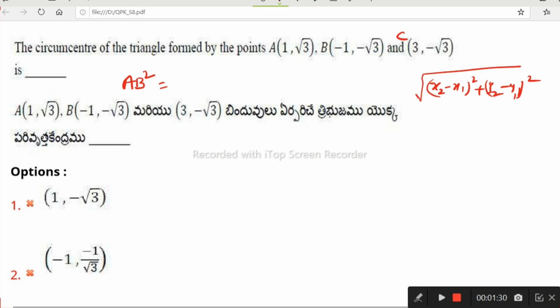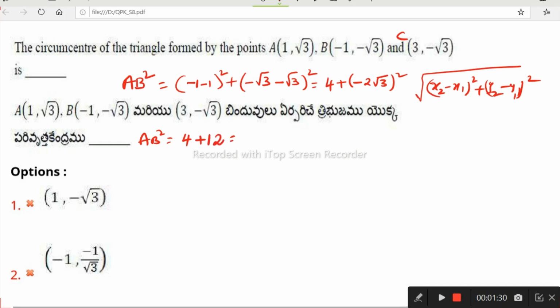x2 comes from B, which is -1, and x1 from A is 1, so (-1 - 1) whole square. Plus y2 minus y1, that is -√3 from B minus √3 from A, -√3 - √3 = -2√3, whole square. So this is (-2) whole square, that is 4, plus (-2√3) whole square. Therefore AB square is 4 plus 4 times 3, that is 12. 4 plus 12 is 16.